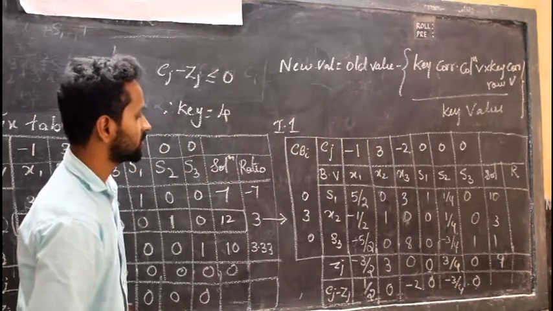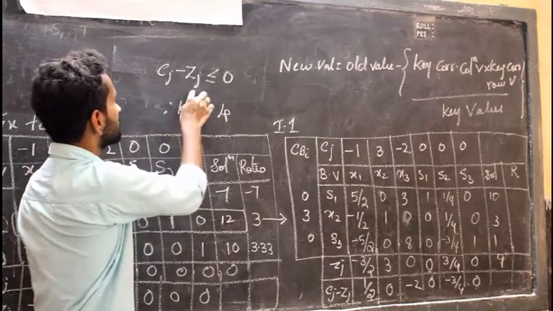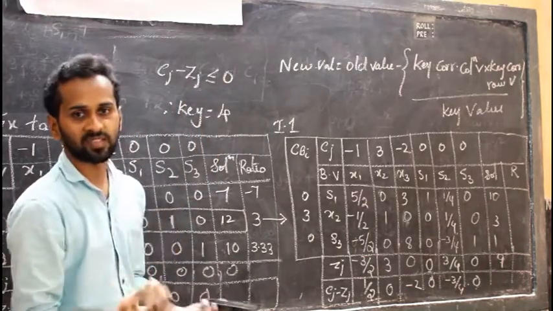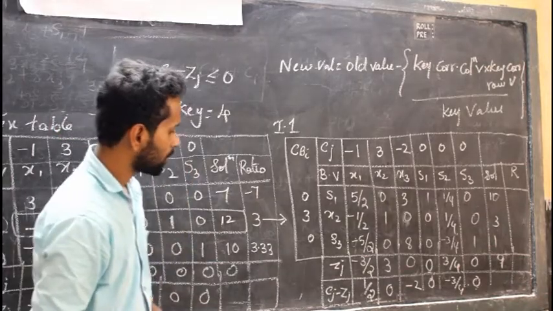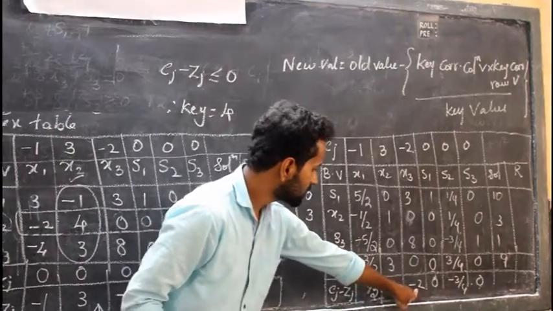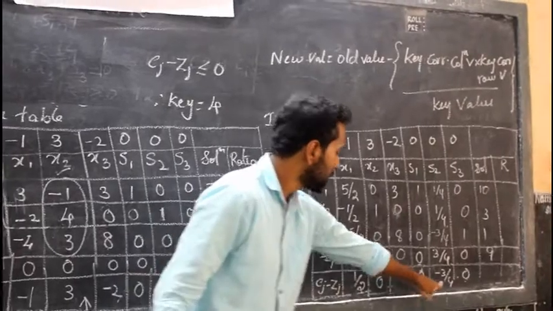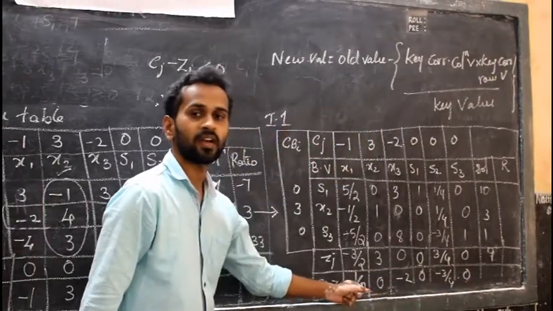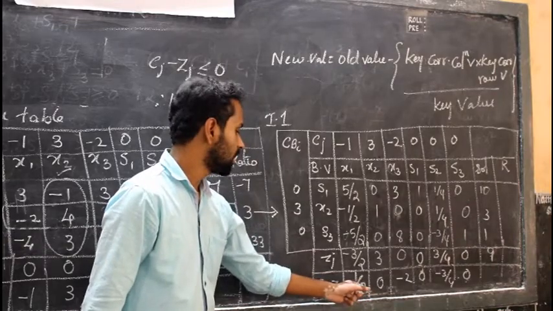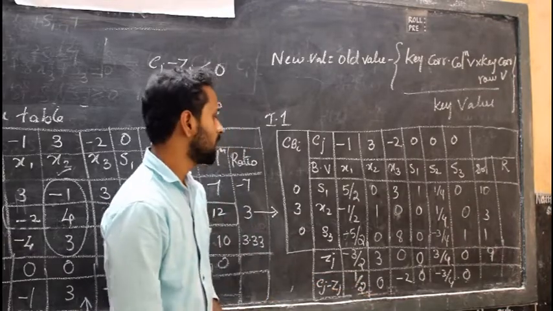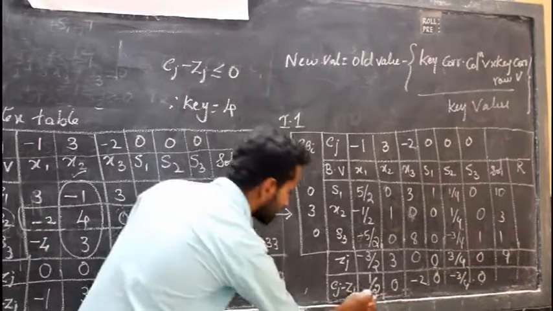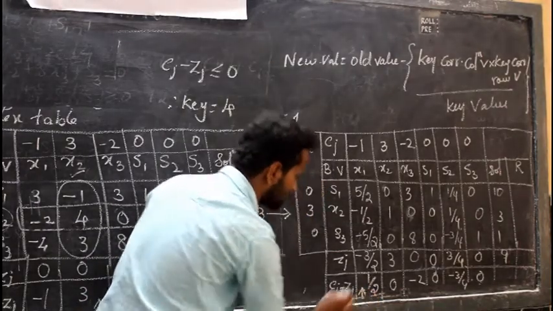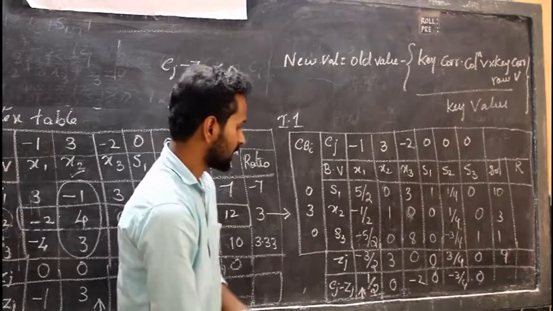What is the optimality condition for my problem? Cj minus Zj less than or equal to 0, because I converted minimization to maximization. So check it. 0 satisfies, minus 2 satisfies, 0 satisfies, minus 3 by 4 satisfies, 0 satisfies. But 1 by 2, I have got again a positive value here, and it's also the largest positive value. Again I need to consider this. Still I did not reach the optimality. This 1 by 2 I am considering.